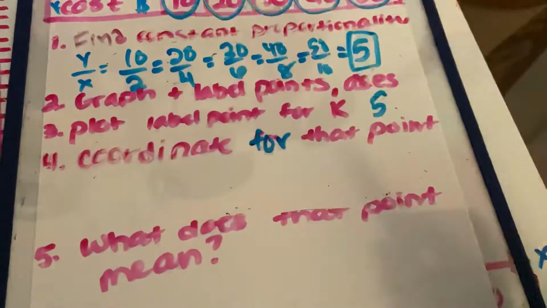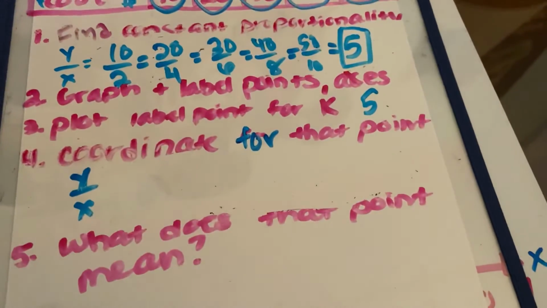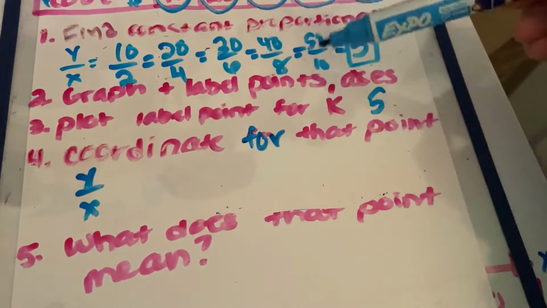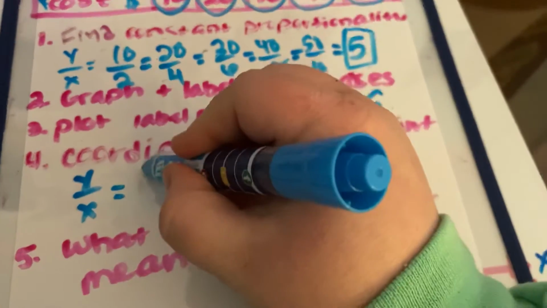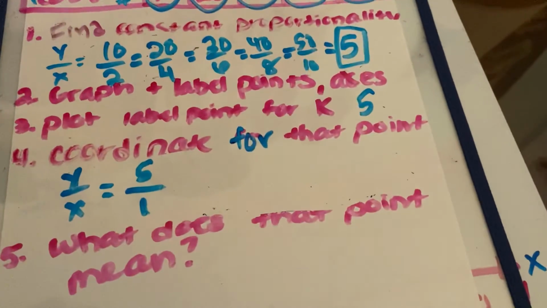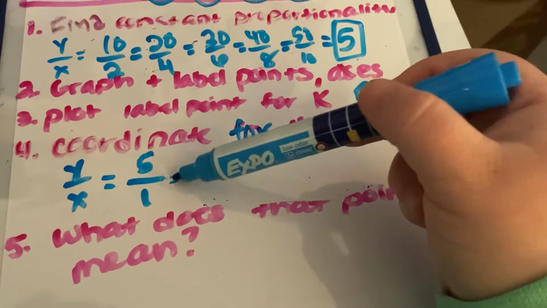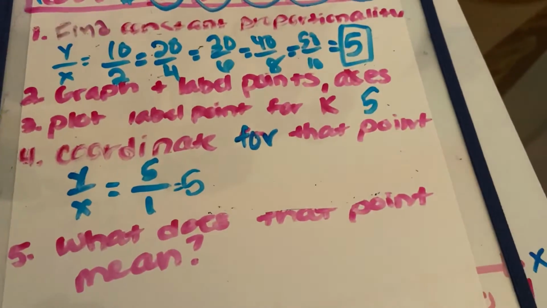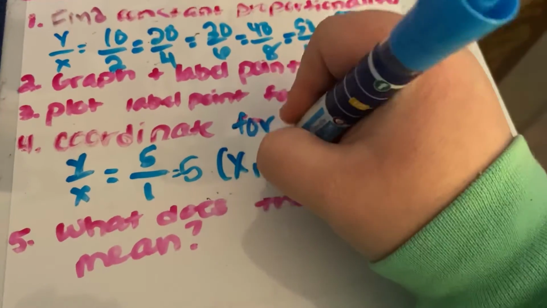So remember, when we're looking for our constant of proportionality, we're doing y divided by x. So we did all of those points, and we got 5. Well, in order for this fraction to be equal to 5, I would have to put it over 1, because 5 divided by 1 gives me 5. That's the simplified fraction of all of these up here, 5 over 1. So what does that mean for our coordinate point? Well, a coordinate point is x, comma, y.